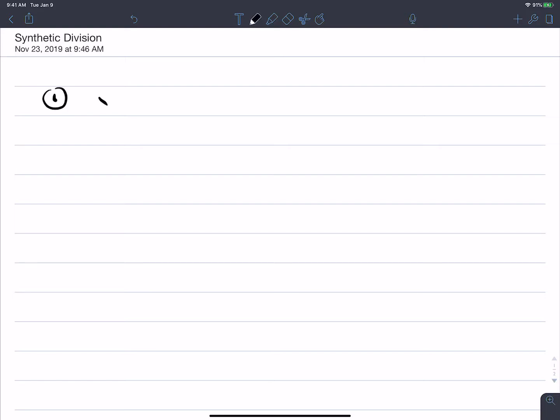we have to divide x cubed plus 3x squared plus 11x plus 9, and this is over x plus 1.